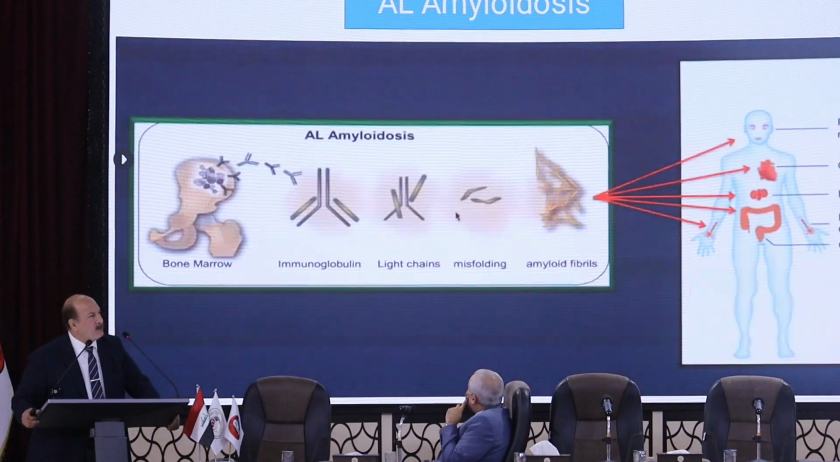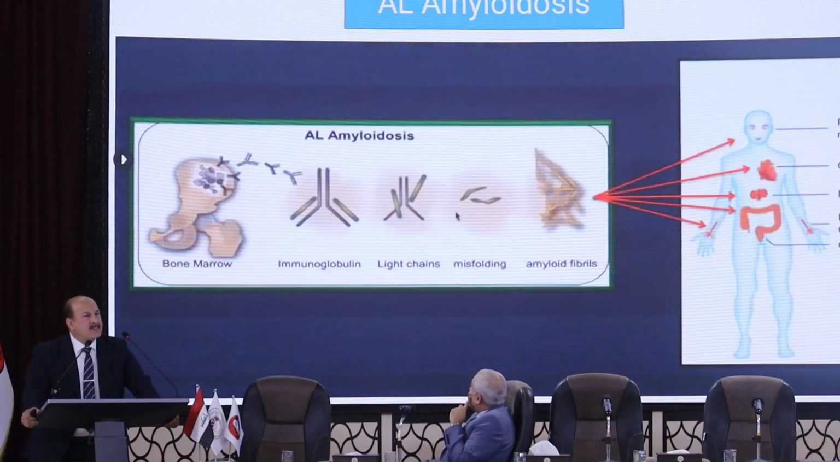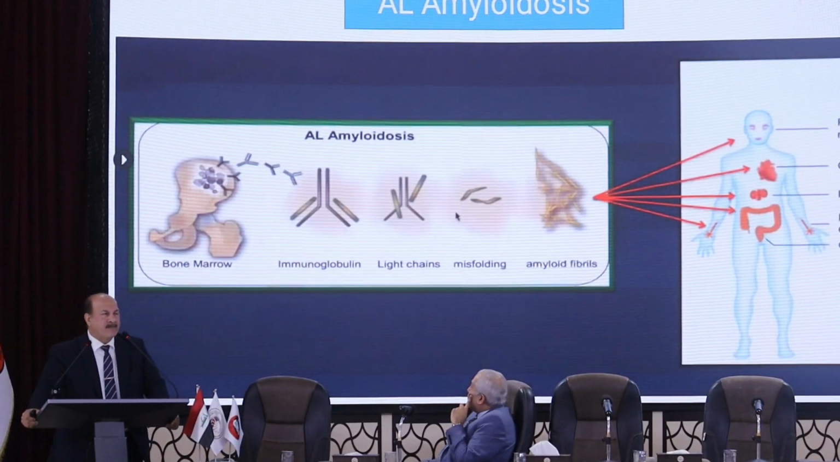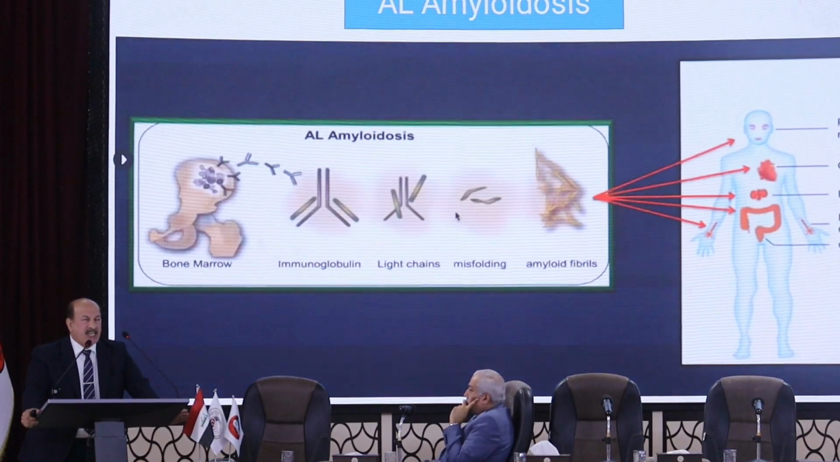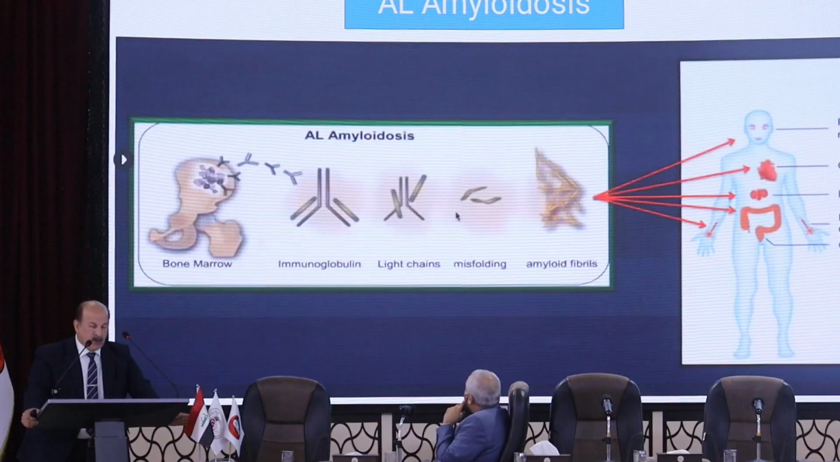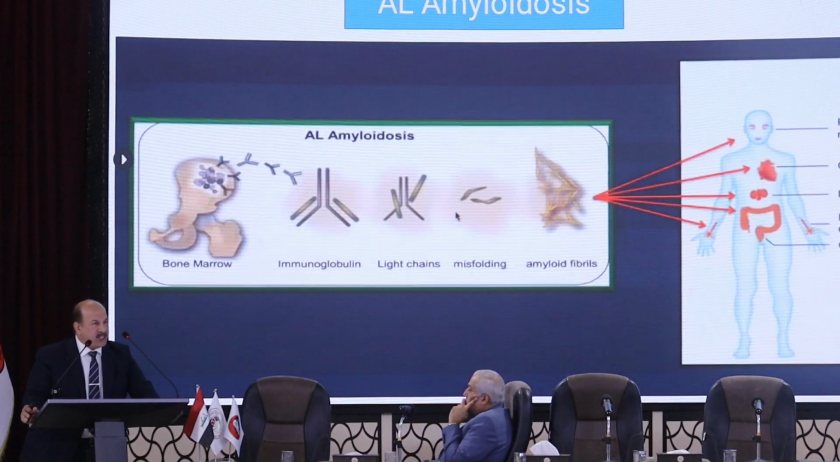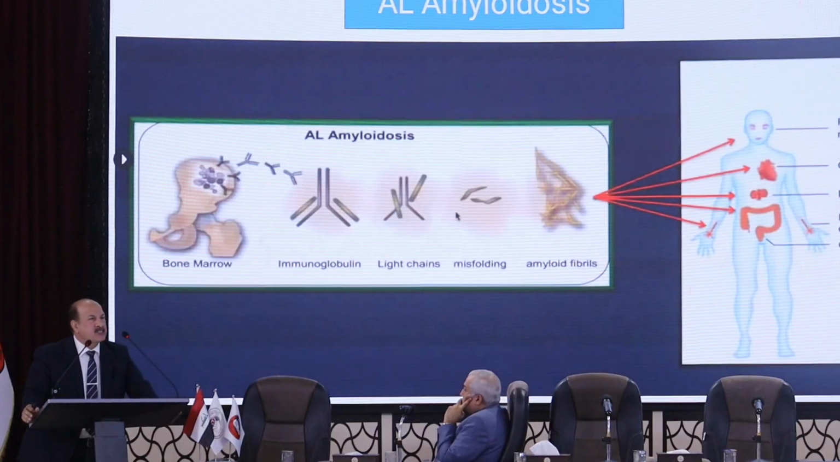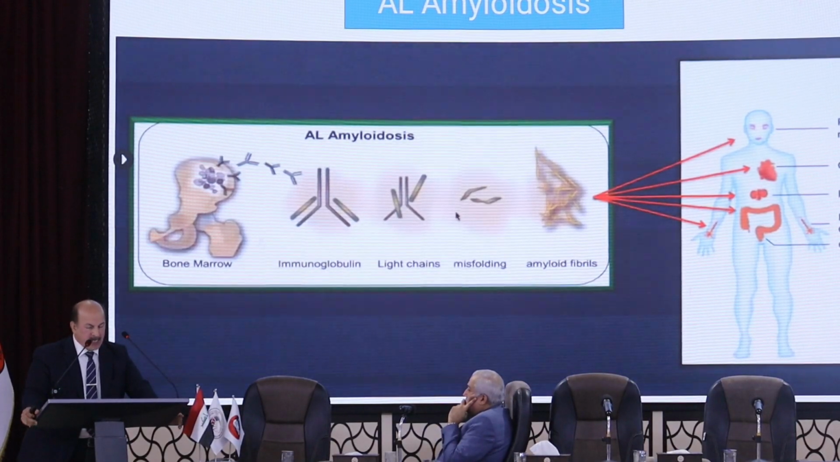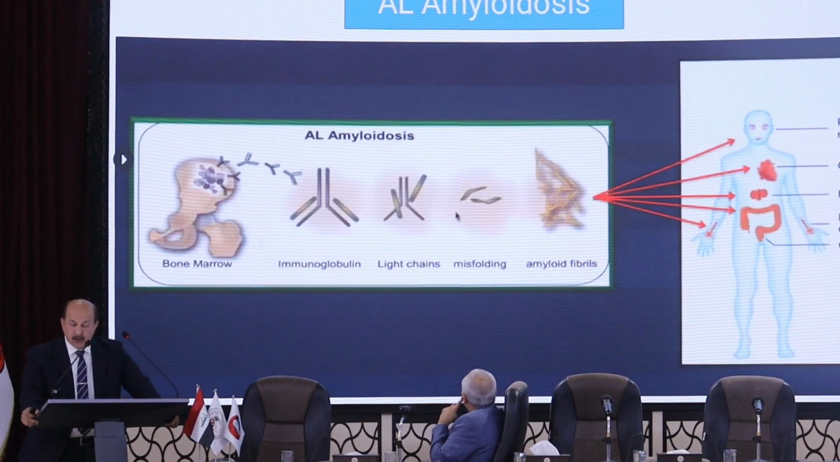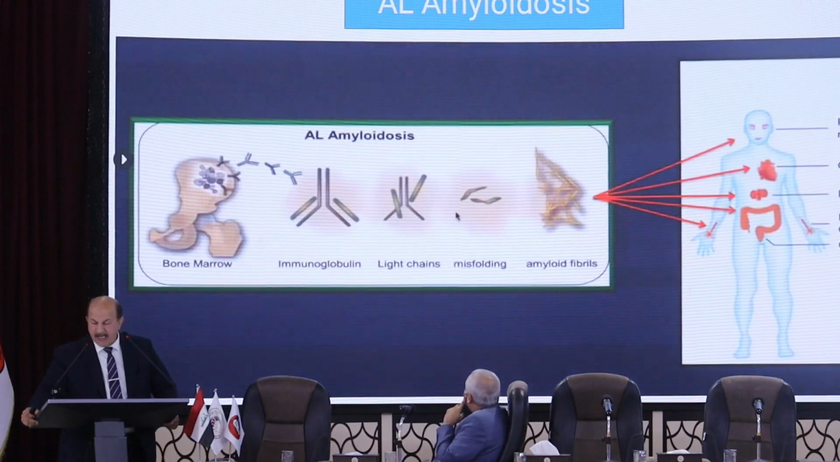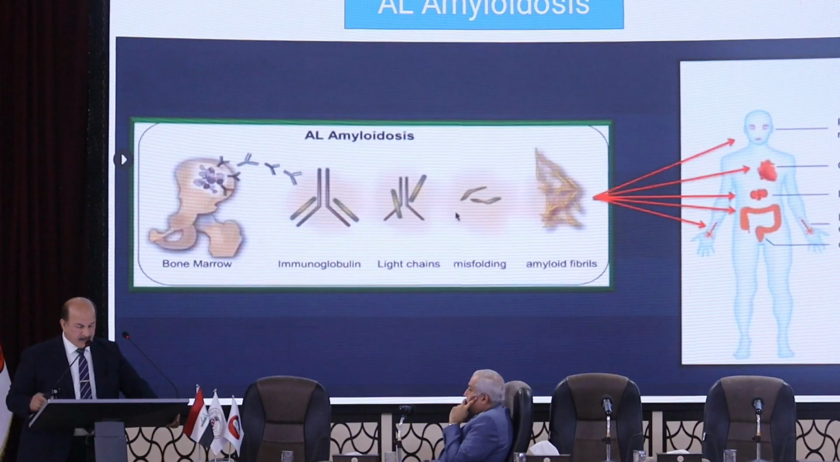We come to light chain amyloidosis. What is light chain amyloidosis? This is an abnormality in the immunoglobulin, in which there is disengagement of the light chain, which is lambda and kappa. It will disengage from the immunoglobulin, start to accumulate, and misfold, resulting in involvement of the cardiac, renal, and GIT.